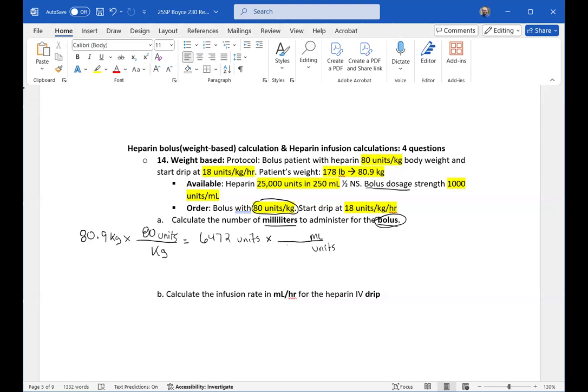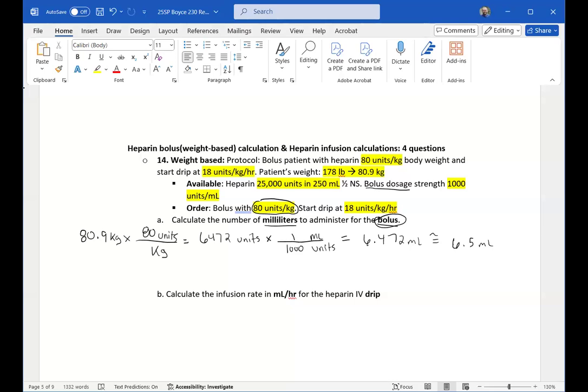So I'm going to put 1,000 units per 1 milliliter, plug it into my calculator, and I'm going to get 6.472 milliliters, and we're going to round that to 6.5 milliliters. As a reminder, when you're doing your rounding rules, if you don't recall, any number greater than 1, round to the nearest tenth. If it's a number less than 1, round to the nearest hundredth. So like if you have 0.456, you would round that to 0.46.